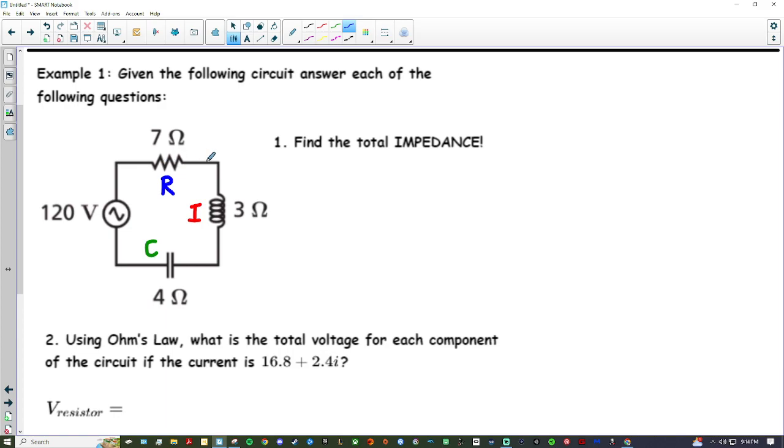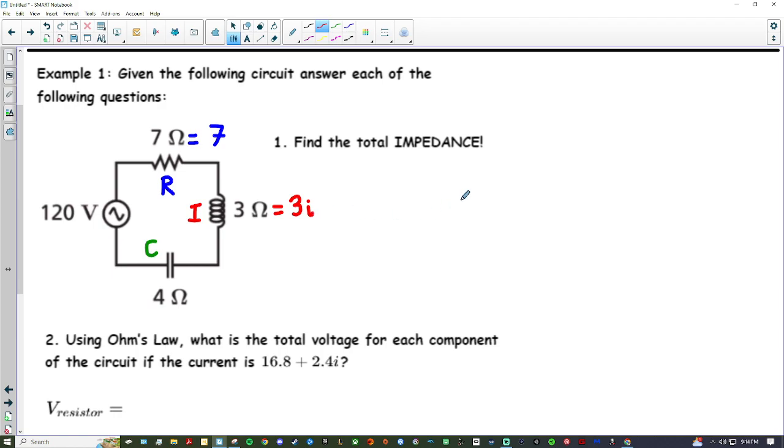So let's start with our resistor. Here we see 7 ohms above, and we know that because it's a resistor, it is going to be the real number 7. Resistors always represent a real number. Our curly Q, our inductor, has 3 next to it. But we know that inductors are always represented by a positive imaginary number. So we know that this 3 is a positive 3i.